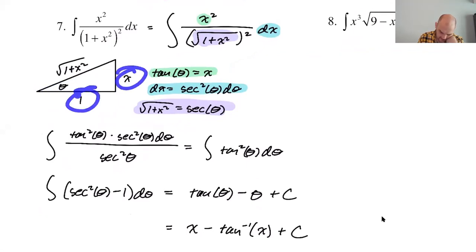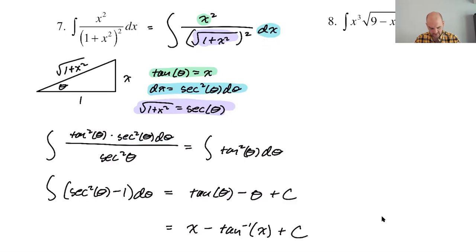Tangent is this over this. So tan of theta is that. Definitely. Then we got to square it. So that's tan squared. So far, so good. The derivative of tangent is secant squared. So dx becomes secant squared theta. And then this, we had to square.